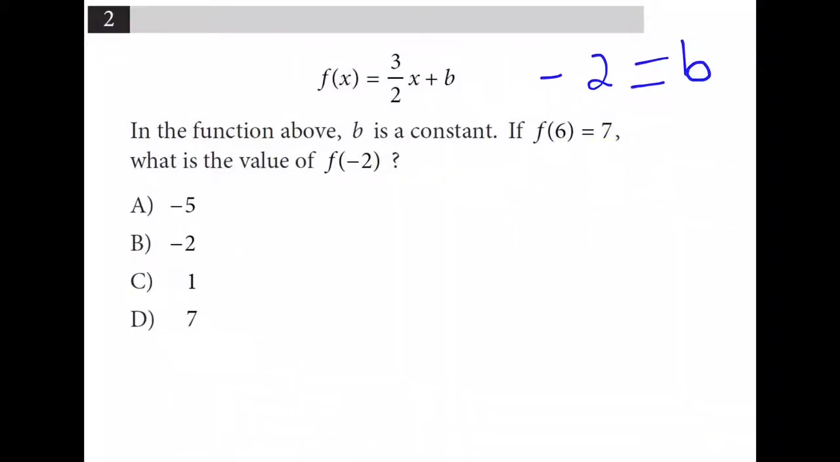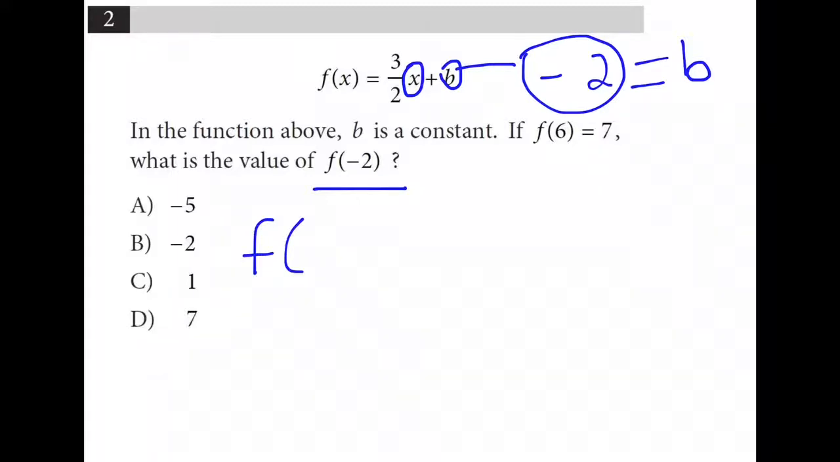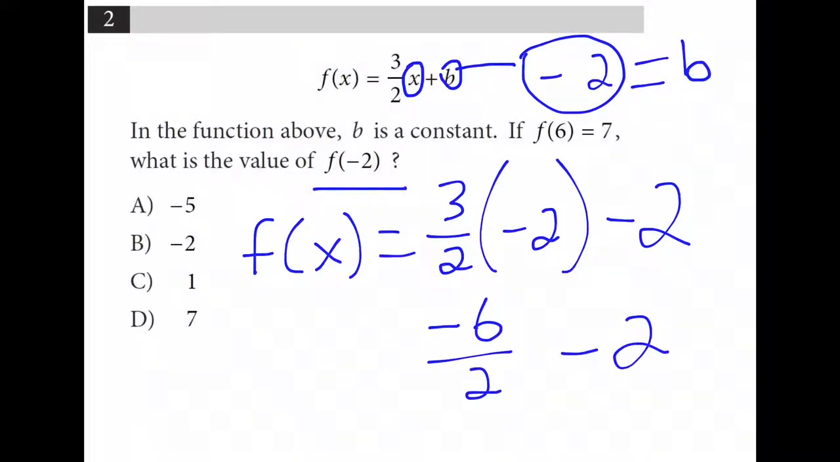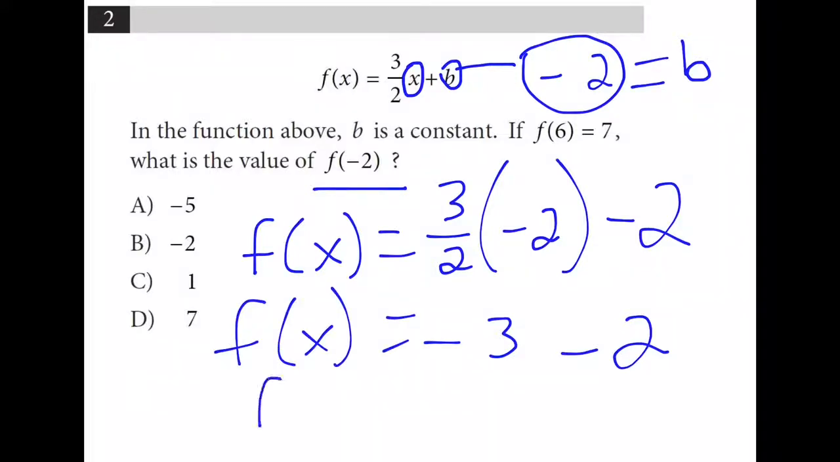And now I know that for f of negative 2, I can plug in here for x, and for b I can plug in a negative 2. So I get f of x is equal to 3/2 times negative 2 minus 2. And if I multiply 3 times negative 2, I get negative 6 over 2 minus 2. And what is negative 6 over 2? That's just going to be a negative 3. And if I simplify this, my final answer is negative 5.